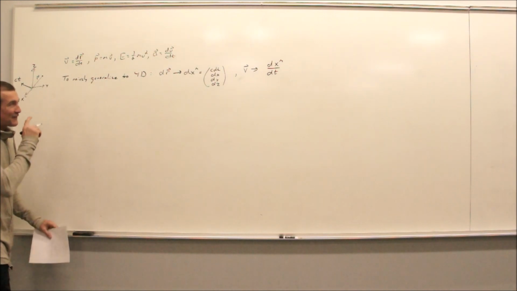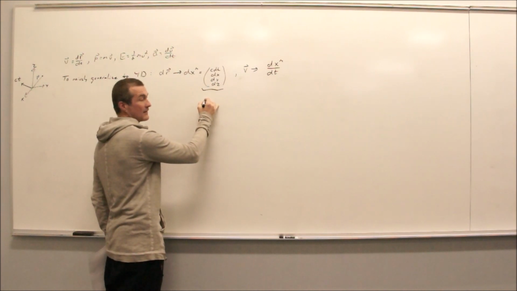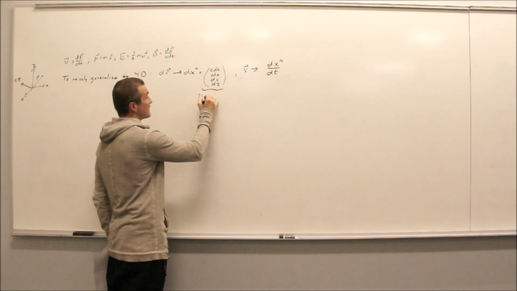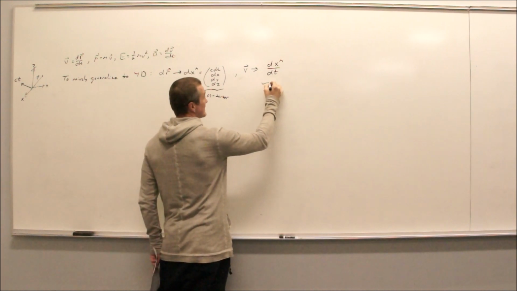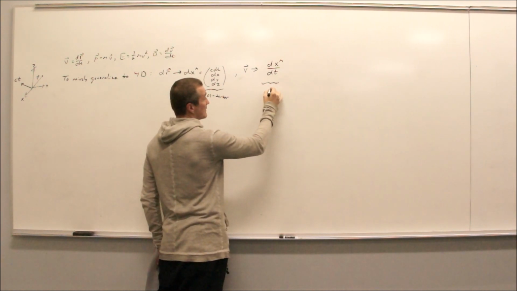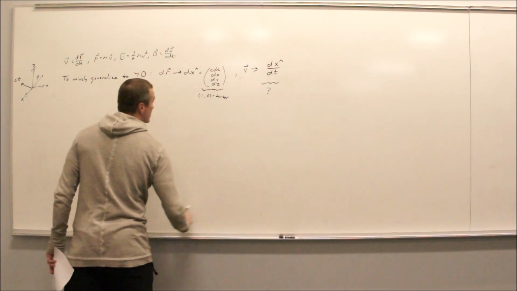Okay, so here's the question: is this a tensor? Sure. What kind of tensor is it? 1,0. Yeah, this is a 1,0 tensor. The next question we should ask is, is this a tensor? And the answer is no. Okay, let's see why it's no.